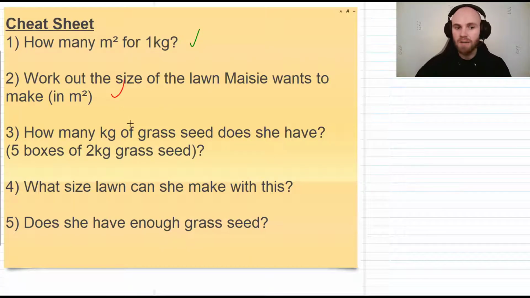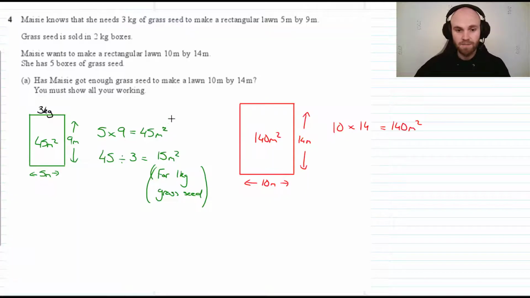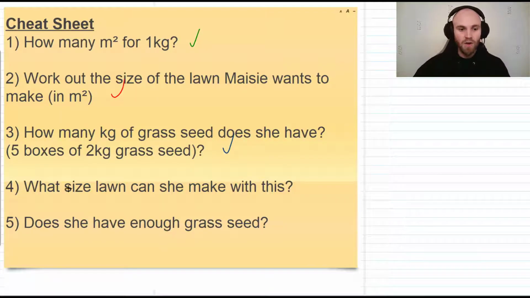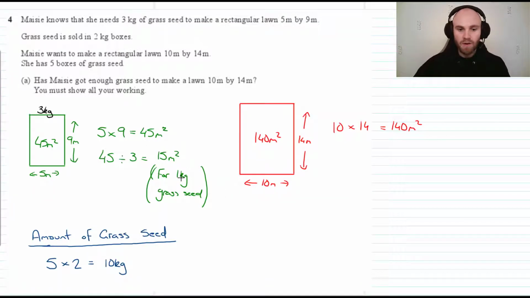So part 3 of the cheat sheet: how many kilograms of grass seed does she have? Remember, she has 5 boxes of 2 kilograms of grass seed. So for the amount of grass seed, it's going to be 5 boxes of 2 kilograms in each box, and that's going to give us 10 kilograms of grass seed. So we can check that off. Then we need to ask, what size lawn can she make with this? We know that for 1 kilogram of grass seed, you can get 15 meters squared of area just from 1 kilogram.